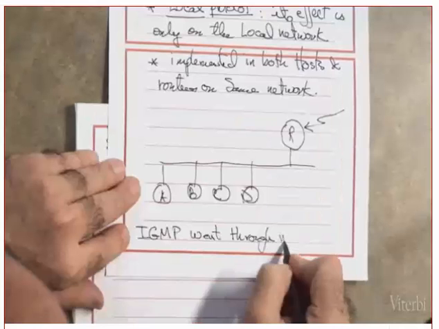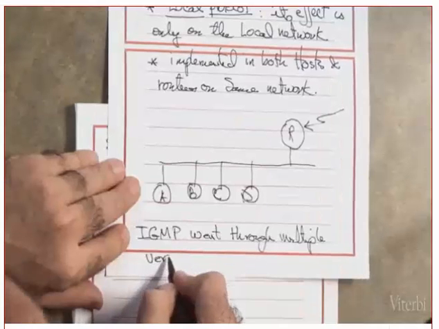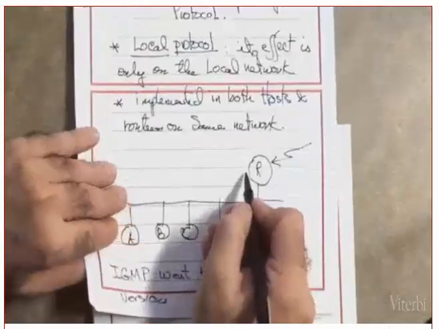When all of these hosts receive it, what will they do? Each one of them will choose a random number between 0 and the maximum response time. Let's assume the maximum response time was 10. One chooses 5, the other one will choose 8, and so on. When its counter expires, that host will send a report.